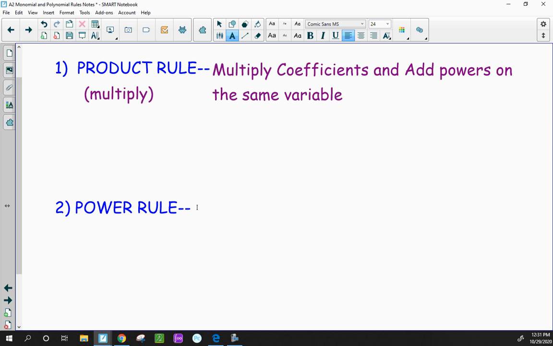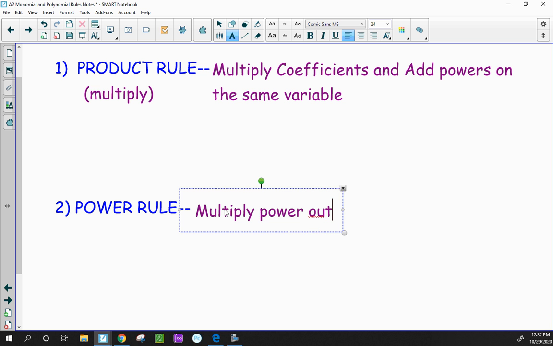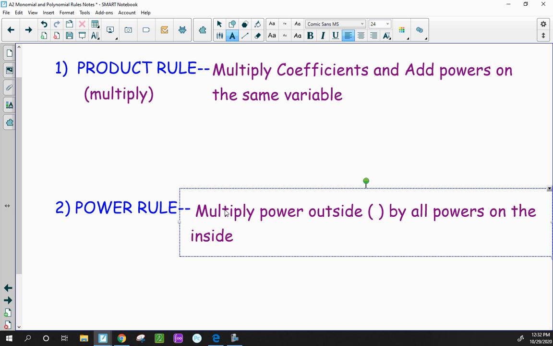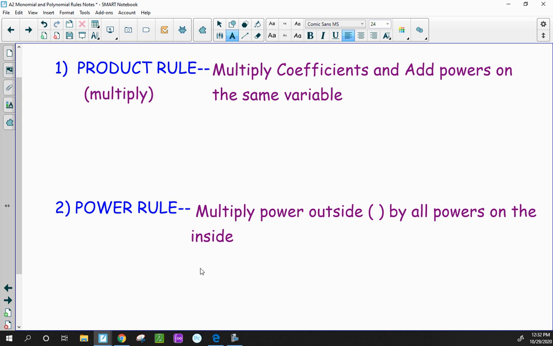Okay, power rule. Power rule tells you to multiply power outside parentheses by all powers on the inside. And so what I'm going to do right now is look at some examples with you, so that way you know what I'm referring to. So we'll start here with example 1.